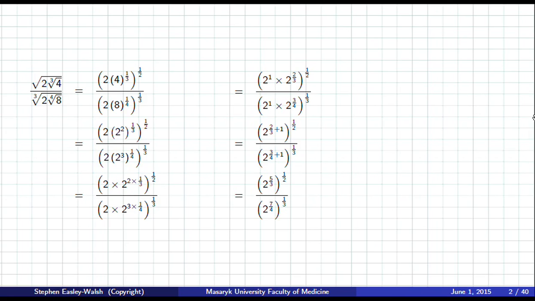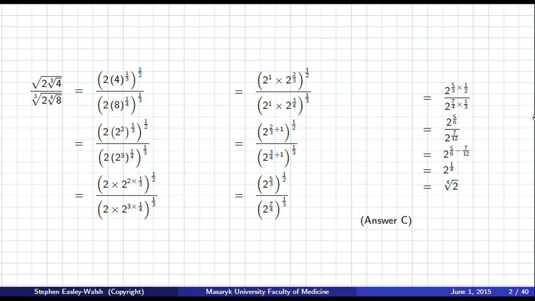So we have 2 power 5 thirds, all to the power of 1/2, over 2 power 7 quarters, all to the power of 1/3. And again, these powers get multiplied together, leaving us with 2 power 5 over 6, over 2 power 7 over 12. The second rule of powers says that when we divide like this, we subtract the powers, so it would be 2 power 5 sixths minus 7 twelfths, which is 2 power 1/4, or in other words, the fourth root of 2, which is answer C in this case.